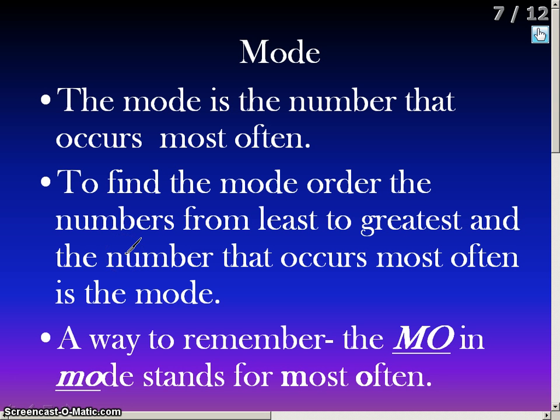Now the next term that we looked at is the mode, and the mode is the number that occurs most often in a set of numbers. Okay, so now this is not a must like it is with finding the median. However, the way I like to do it is I like to order the numbers from least to greatest. In other words, I like to have all the numbers right next to each other, so I can see any numbers that repeat. So I order them from least to greatest, and I find the number that occurs most often. The way that I remember this is that the M and O in mode actually stands for most often. So that's a way that I remember what the mode actually is.